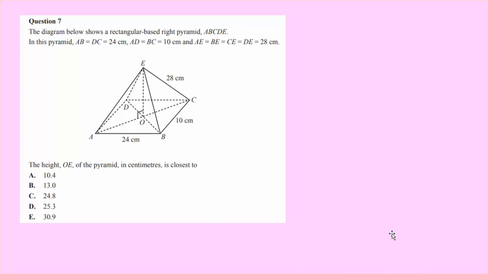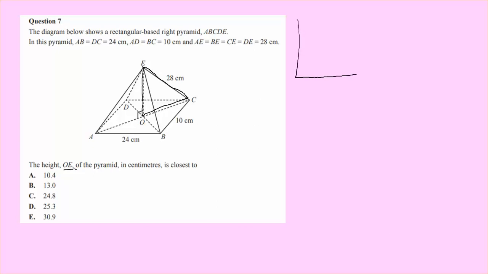The diagram below shows a rectangular base pyramid. In the pyramid, they're telling us AB and DC are 24, AD and BC are 10, AE equals BE, which equals CE, which equals DE, 28. So the sloping edges are all 28. Find the height OE in the pyramid. So we've got to do Pythagoras in 3D. If I want to find length EO, I need to use this triangle here.